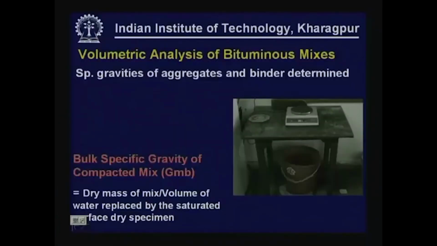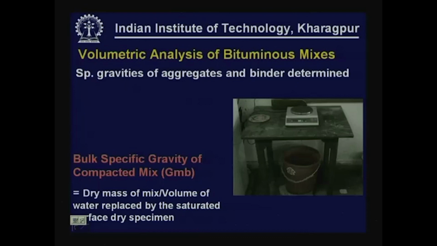Of course, before that we will have to determine the specific gravity of aggregates and also binders, and for the specimen that is extracted from the mold, we have to find out the bulk specific gravity of the compacted mix, that is Gmb, which is obtained by measuring the dry mass of the mix.